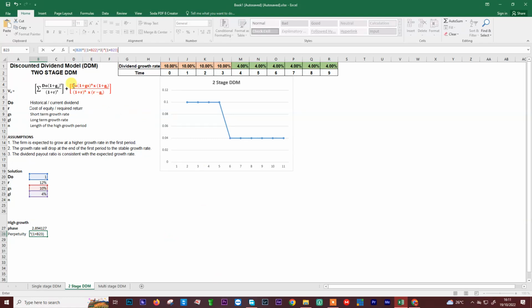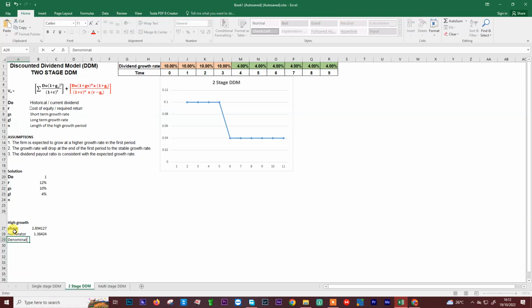So we've just done the numerator of the perpetuity component. D naught, which is B20, times 1 plus GS, the previous period, power 3, times 1 plus B23. B23 is GL, 1 plus GL. So we press enter comfortably there, and it corrects for us. That's the numerator of the GL. Numerator.